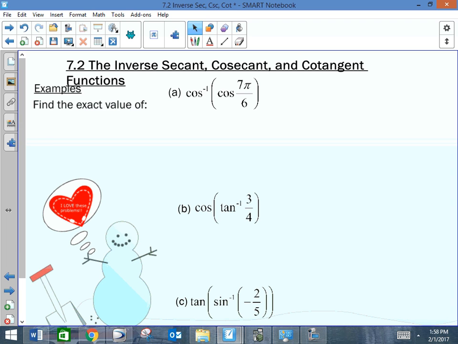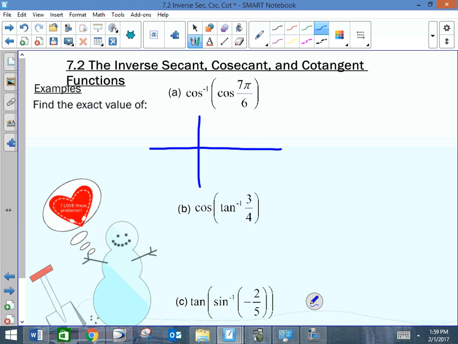All right? But we'll start with one we know, which is the first one. So go ahead and do the first one. Inverse cosine of cosine of 7 pi over 6. We could have had that on yesterday's lesson. All right, we know it's not 7 pi over 6 because 7 pi over 6 is in the third quadrant.